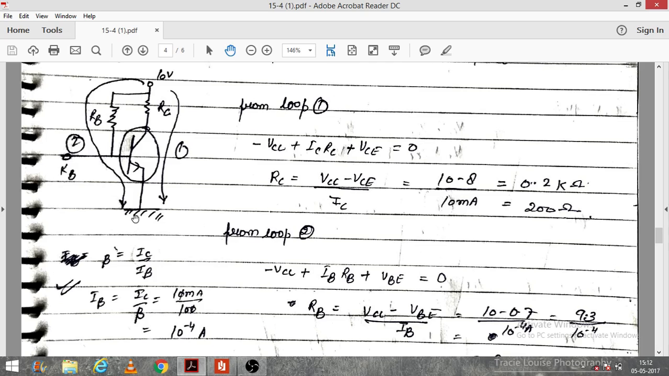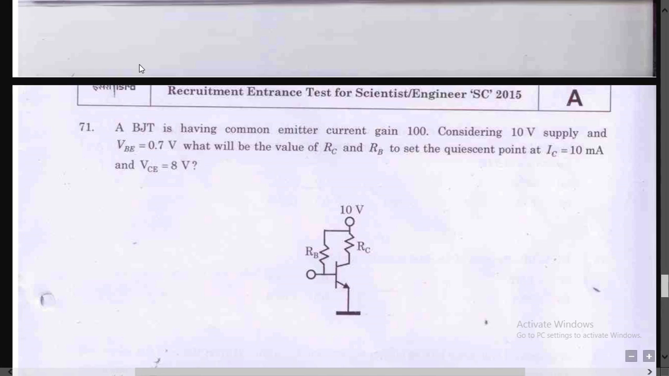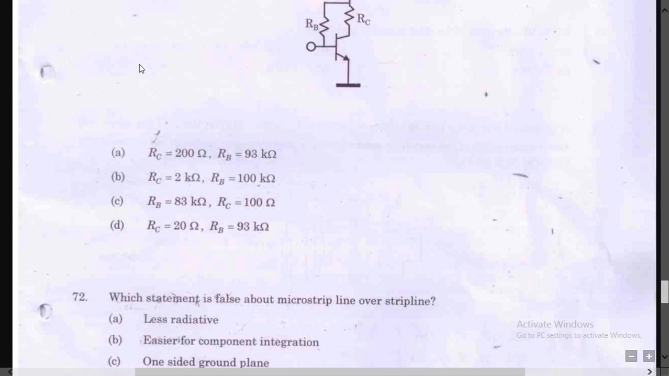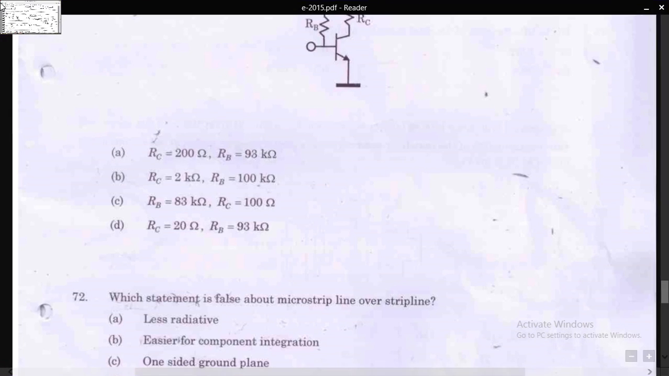By applying KVL in that loop, 10 minus 10 IB RB minus VB, that is VB. So this will be (10 minus 0.7) divided by 10 to the power minus 4 IB. Already we have calculated here. Now putting all these values, we can easily get the answer 93 kilo ohm. So the answer RC is 200 ohm and RB is equal to 93 kilo ohm. So the answer matches option A. Option A is the best answer, which is already given here.